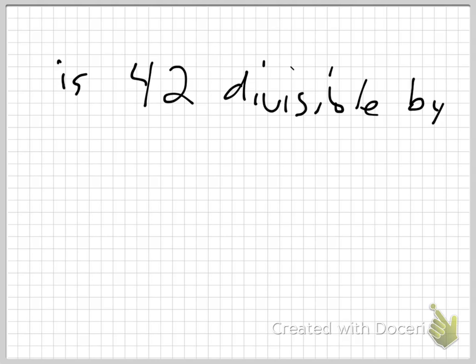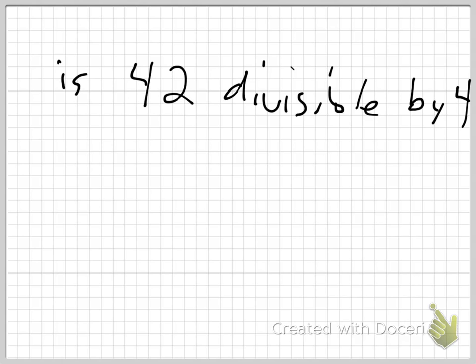Right? What about this? Is 42 divisible by 4? Looking at it real quick, it kind of looks like it might be. Tell me, how do you know? How would you know if it was or not? What are some things that you could do mentally to just figure this out without actually having to divide it?